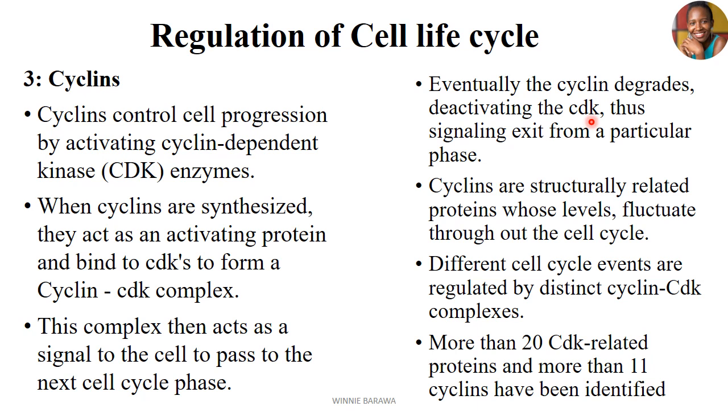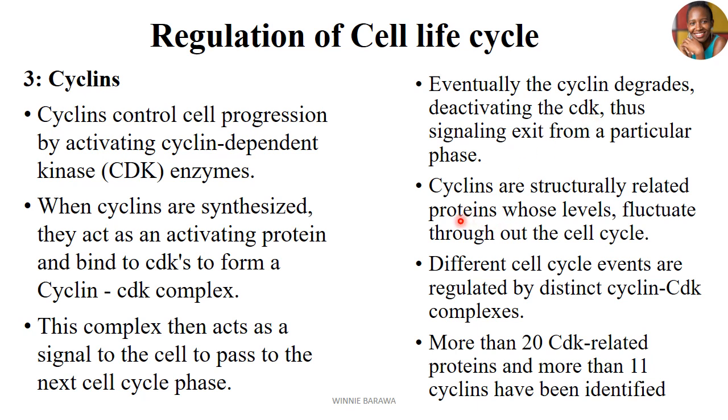So we'll have some cyclins there combining with CDK at that particular level to form a cyclin-CDK complex that will signal the cell to move from one particular phase to the next. That is now from G1 to S phase. Once that transition from G1 to S phase, for instance, has taken place, then there'll be degradation and deactivation of these complexes so that we can exit the G1 and go to the S phase.